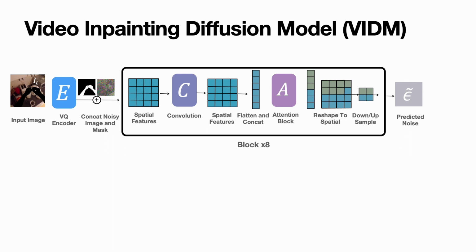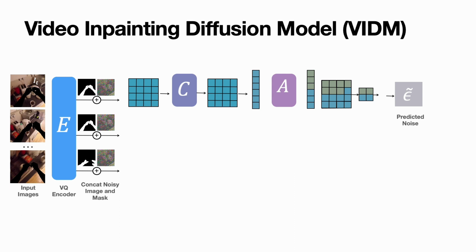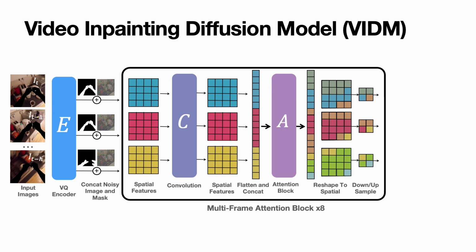We extend this model to process multiple frames of a video. Each frame is embedded into the latent space of the VQ encoder and concatenated with the mask corresponding to that frame and the noisy target image. Convolutions happen in parallel for each image, but all image features are concatenated together before attention layers, allowing the model to attend across images to copy the appearance of occluded regions if necessary. Finally, spatial features from all images are collapsed down to a single image by 3D convolution before the model outputs the predicted noise.